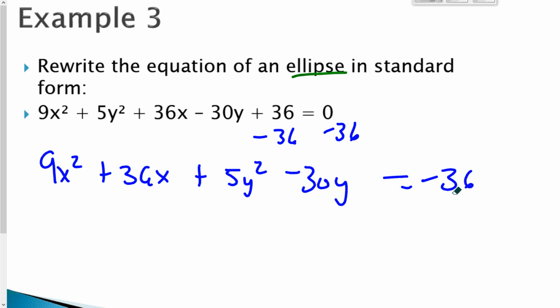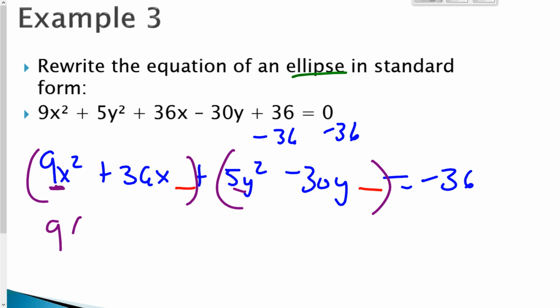And you could have probably left a space here and here for our new c's that we're going to have. But remember, when we do completing the square, our a's have to be 1. So basically what we need to do is factor out the 9 on my x's and factor out the 5 on my y's.